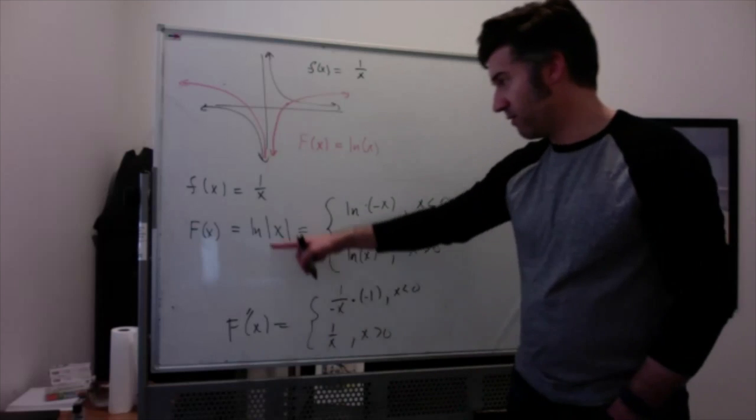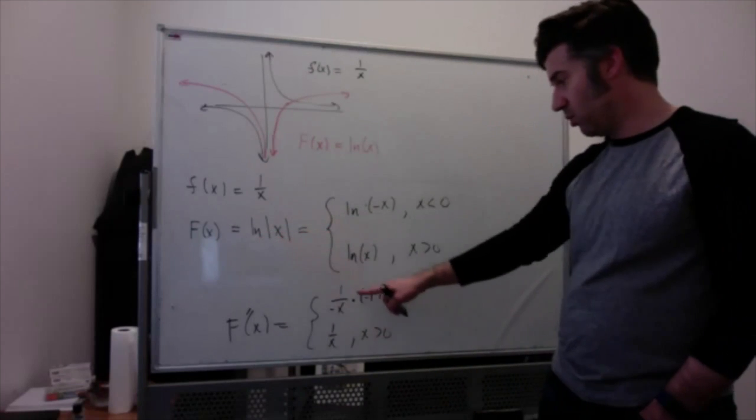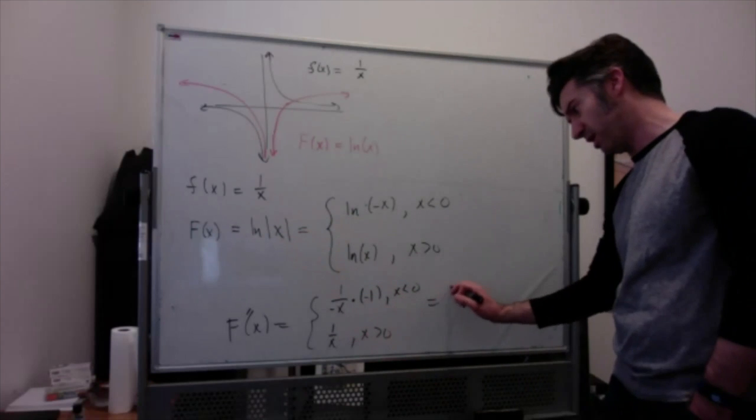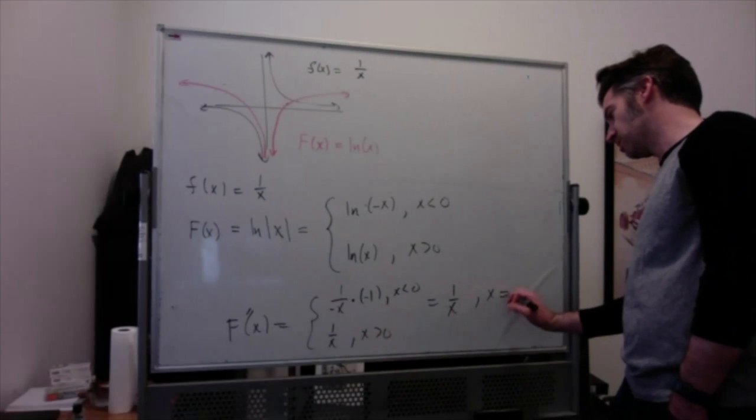So the derivative of the natural log of the absolute value of x is 1 over x if x is less than 0, and it's 1 over x if x is bigger than 0. So it's just 1 over x as long as x isn't equal to 0.